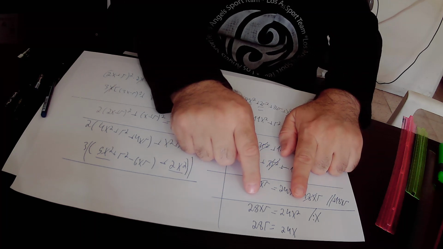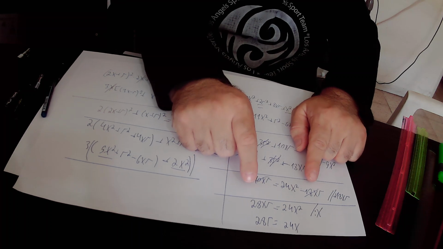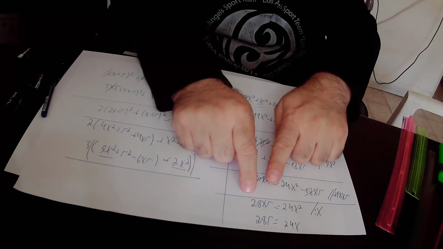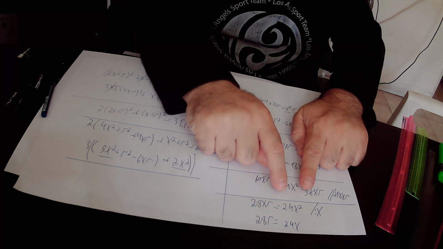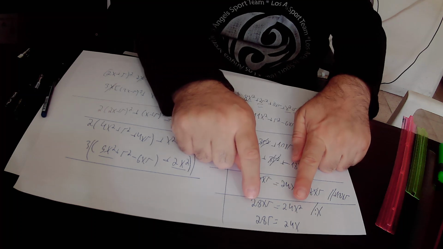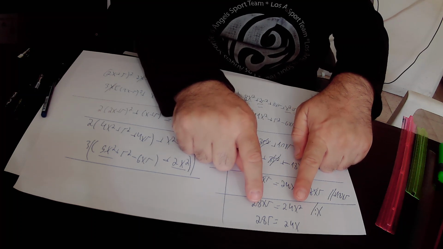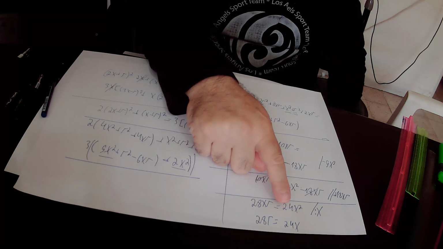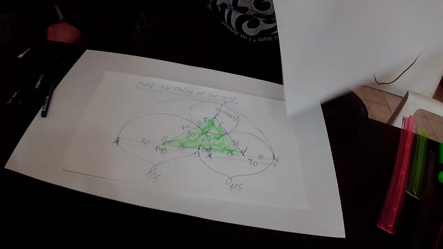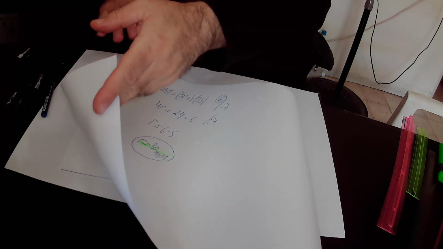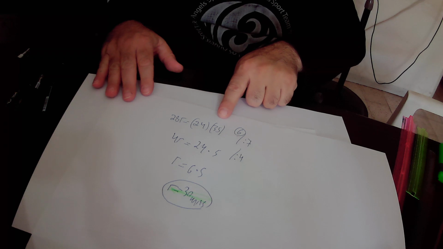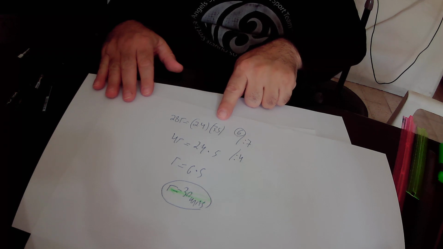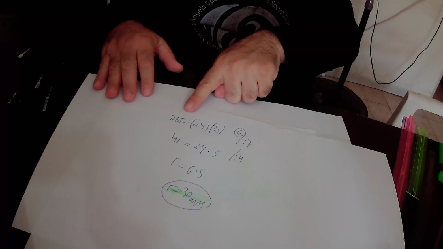So we found out that 28xr equals 24x². Here we divided this equation by x. 28xr over x is 28r, and 24x² over x is 24x. So in conclusion, we found out that 28r equals 24x. Then we substitute x by 35, and we found out that 28r equals 24 times x, and x is 35.